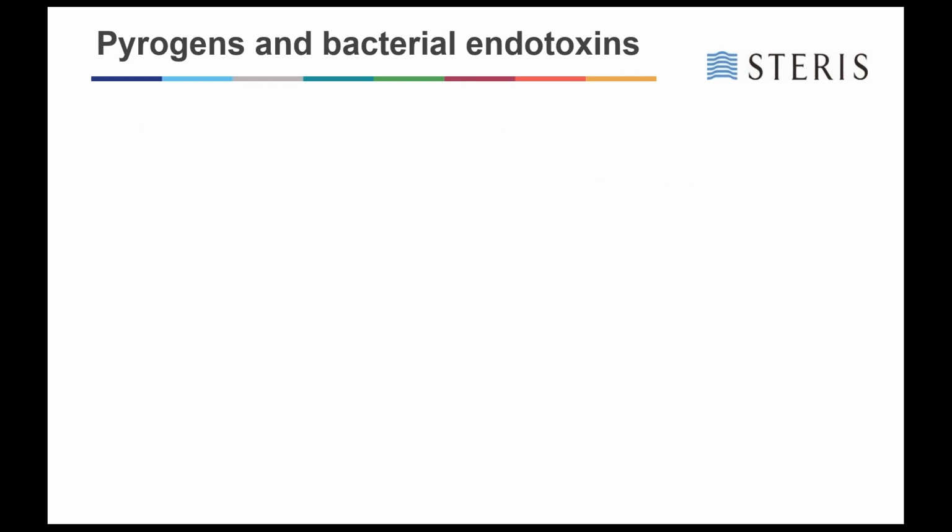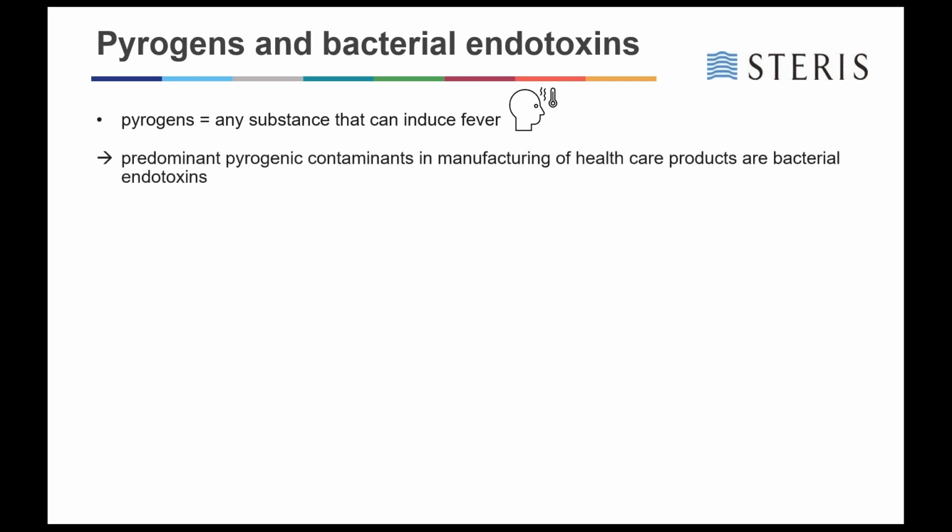We want to explore together with you more in detail the role of pyrogens and bacterial endotoxins. So what is a pyrogen again? Pyrogens are any substances that can induce fever, which is very critical in the human body because this could even lead up to death and severe infections. And the predominant pyrogenic contaminants that we find in the manufacturing process of healthcare products are bacterial endotoxins.